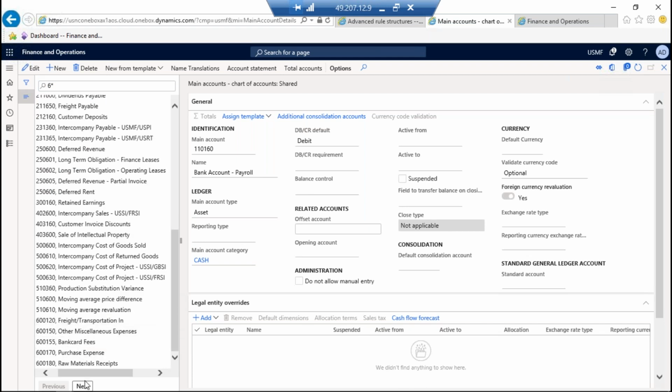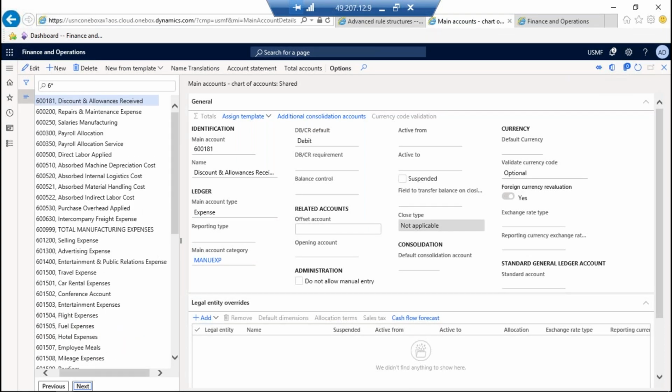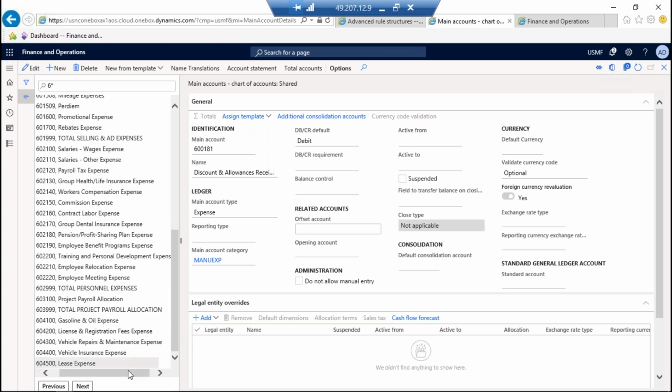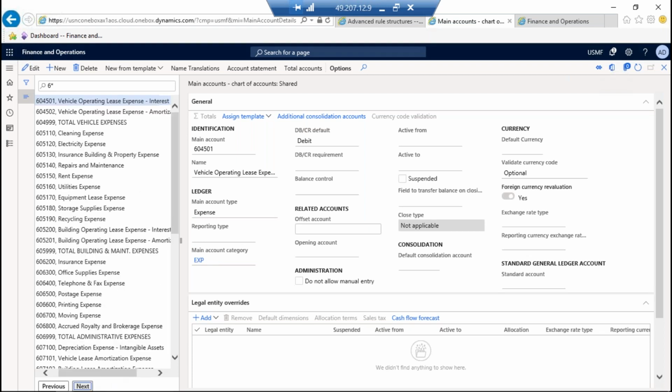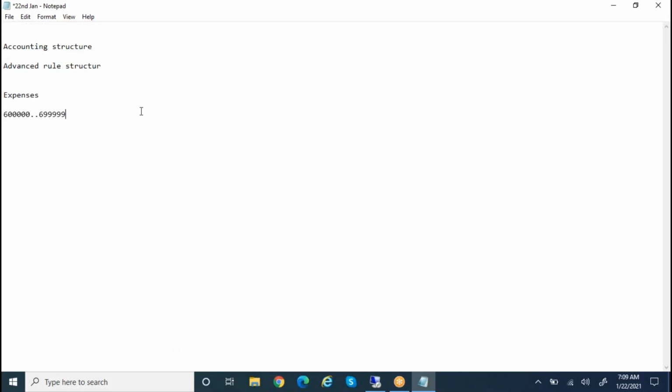So here, the 6 series. There are many accounts like salaries, payroll allocation, direct labor, selling expenditure, advertisement expenditure, travel expenditure, car rental, flight expenses, fuel expenses, hotel expenses, like this. For any organization there will be so many expenditures. Now take the example that these all are expenses.